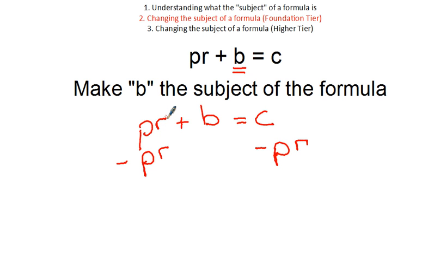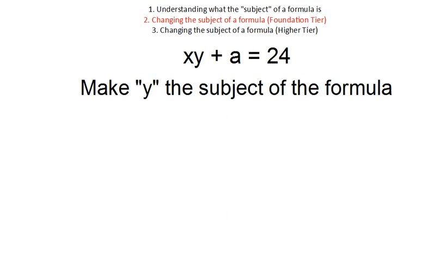We've used inverse operations to do that. So we're left with b is equal to c take away PR. And that's it, you've done it. So b is on its own on the left hand side. b is now the subject of the formula. So let's look at another question.